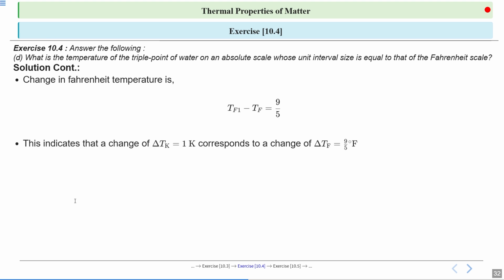So we can say the above relation indicates that a change of temperature of 1 Kelvin corresponds to a change of delta TF equal to 9 by 5 degree Fahrenheit.